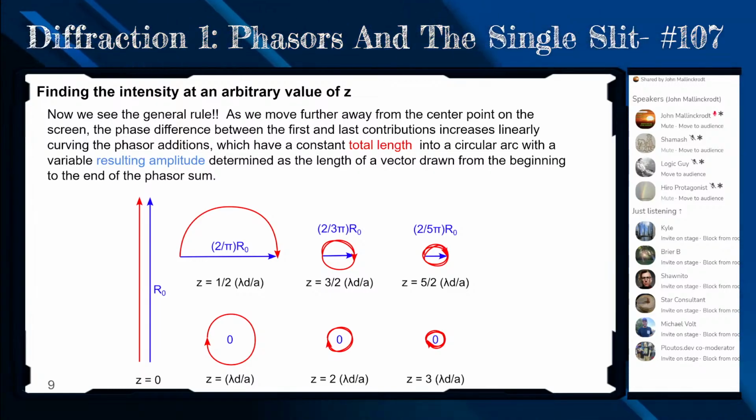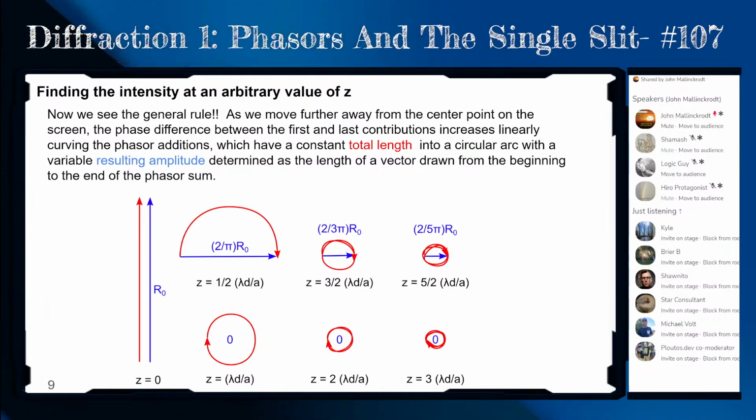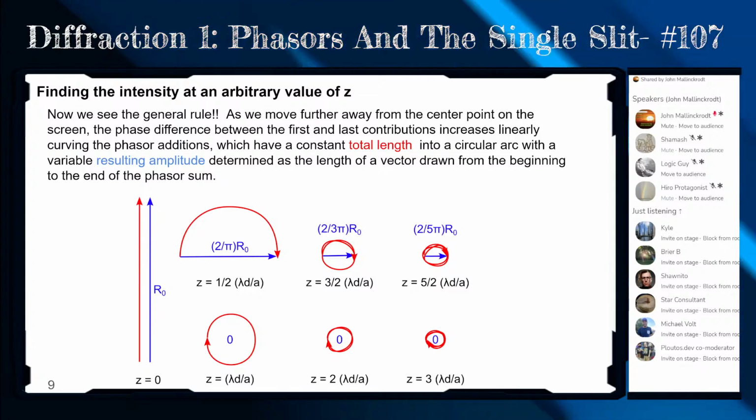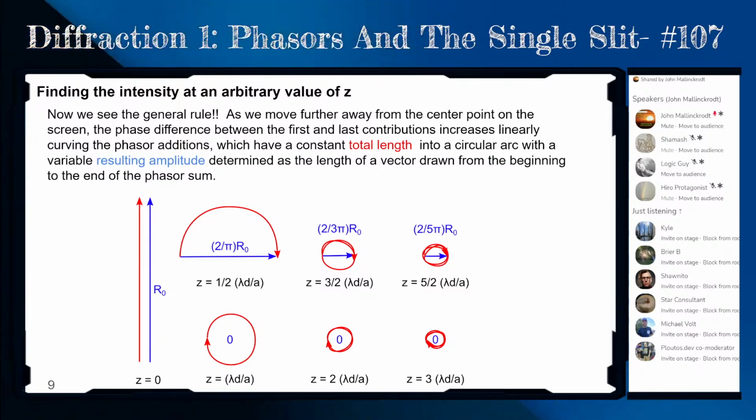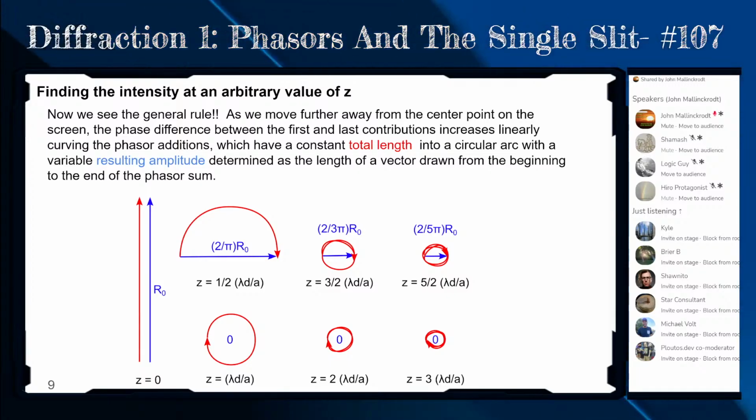Okay, and then I'm showing you once again what happens when the extra length is one wavelength, when z is equal to 1 times lambda d over a. That red line, which always has the same length, is curled into a circle, coming back on itself. The resulting vector has 0 length. There's no amplitude in that case. But on this slide, I continue. I go out to a z that's now 3/2 times lambda d over a, or twice lambda d over a, or 5/2 lambda d over a, or 3 times lambda d over a. Well, what happens? You start to see a nice pattern.